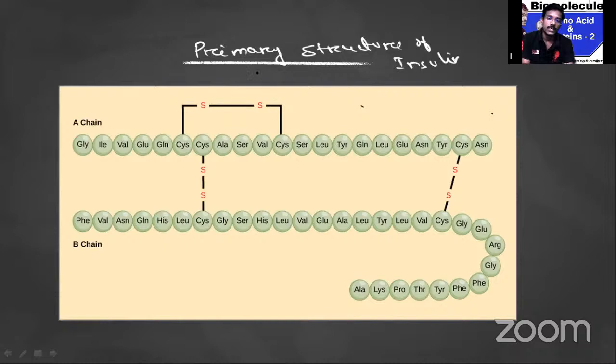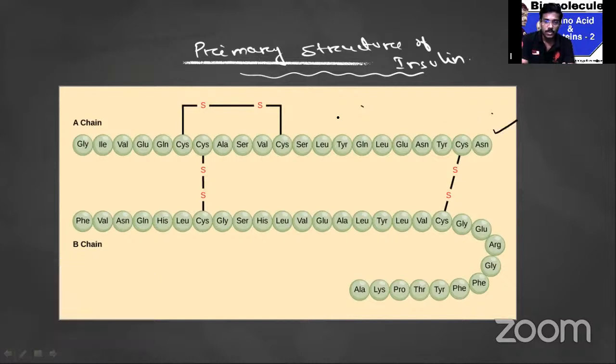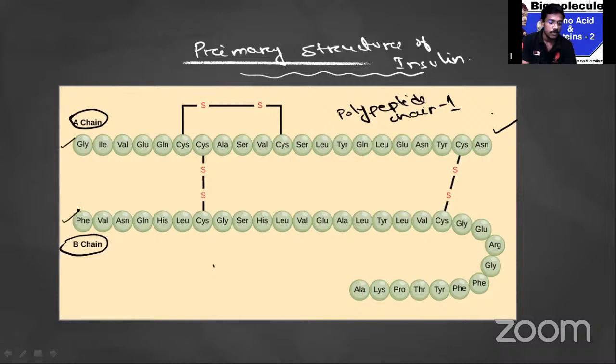Insulin has two polypeptide chains. This is chain A and this is chain B. So this is polypeptide chain A and this is polypeptide chain B.